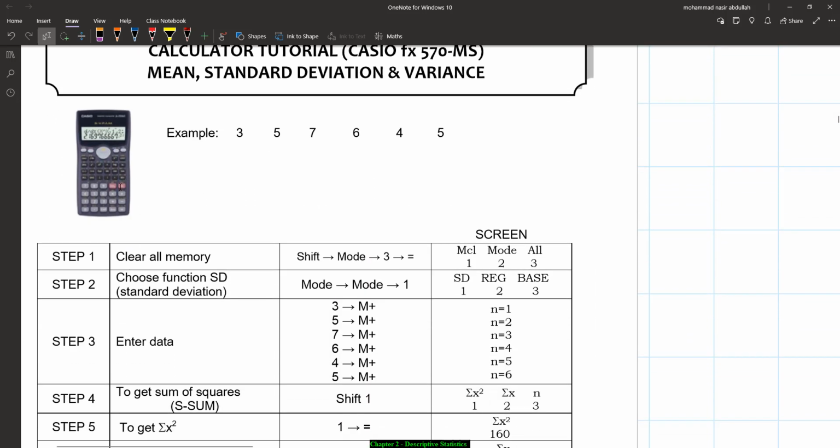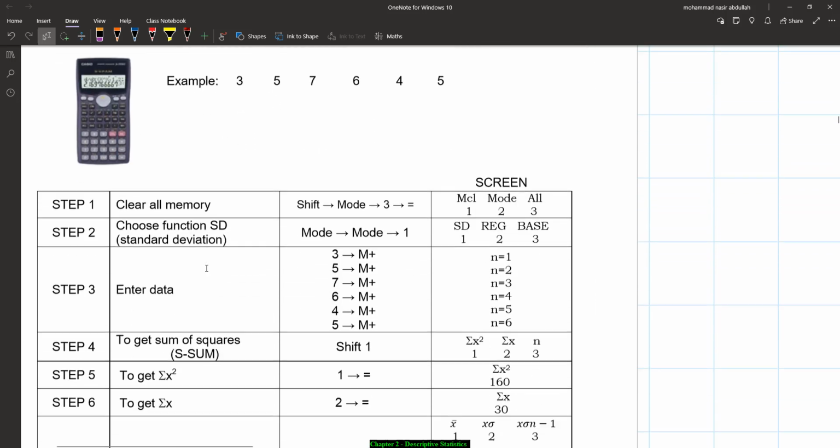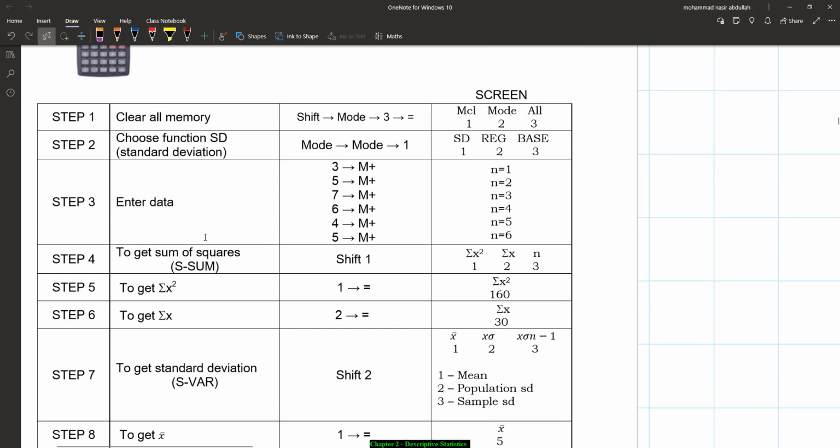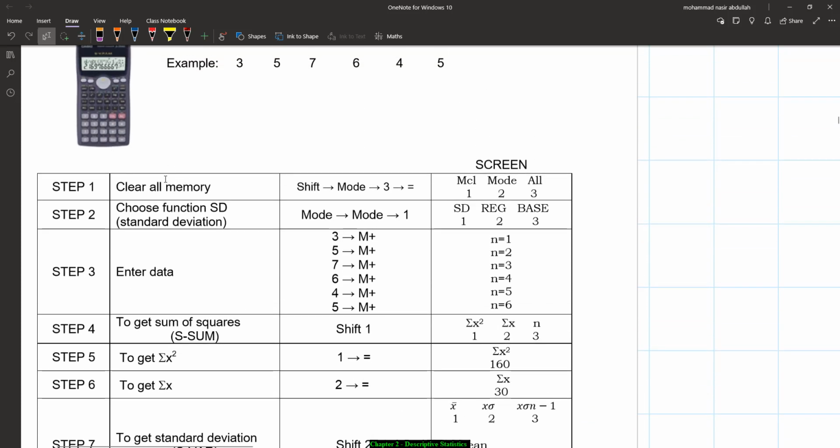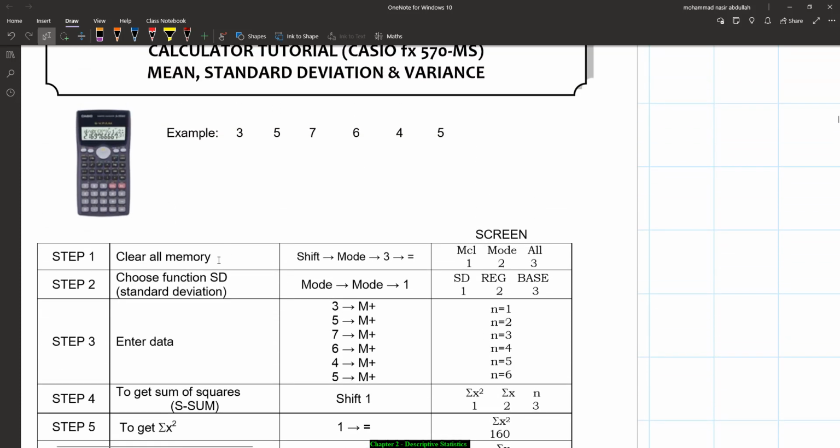This is how we calculate, later we will look at this one. We will skip first, or you can look later. Okay, no problem, we can look now. So there are some data here: 3, 5, 7, 6, 4, and 5. So this is how we calculate mean, standard deviation, and variance.